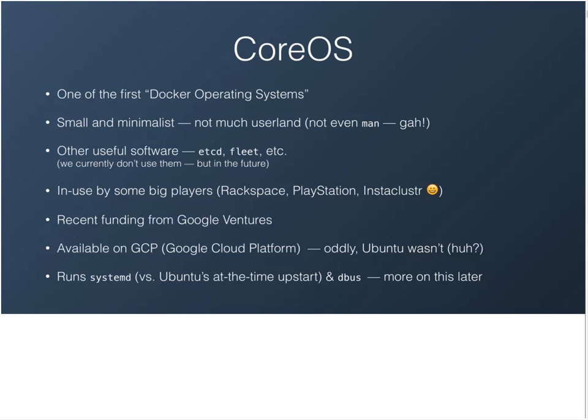And the greatest thing about CoreOS, besides the fact that it uses Docker, is that it runs systemd, which these days I think Ubuntu runs as well, but at the time they were running Upstart, which we had a few issues with. It also runs dbus as well, and I'll go into a little bit on systemd and dbus a little bit later.